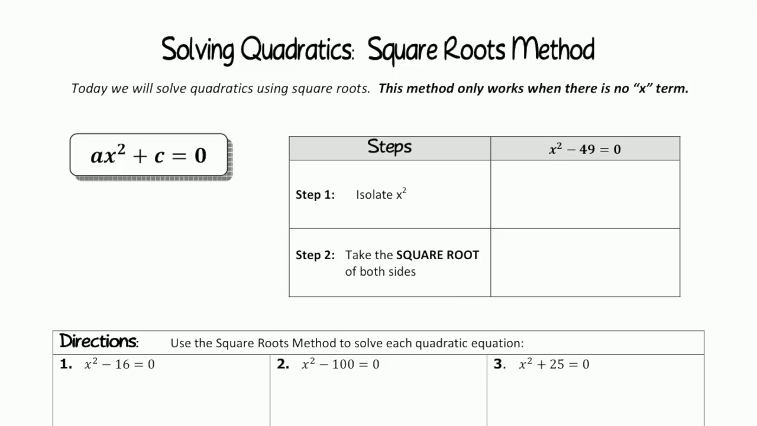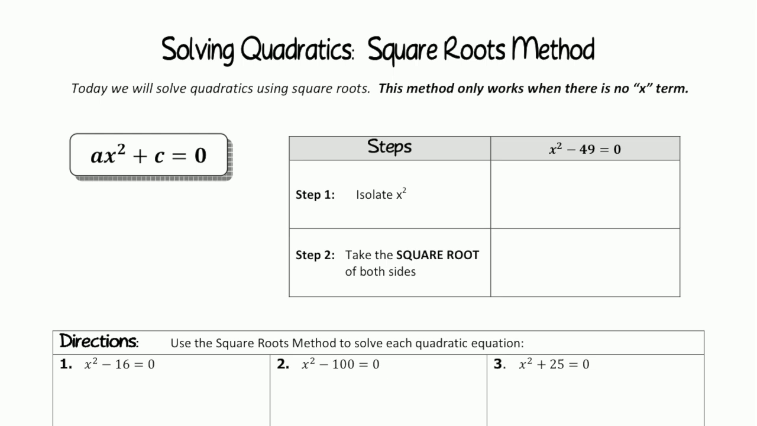Okay, so today we're going to be solving quadratics using the square roots method. Like it says in the bold, this method only works when there is no x term. So it's just going to be something x squared, or maybe just x squared, and then plus or minus some number is equal to something. So no x involved anywhere in this, okay?